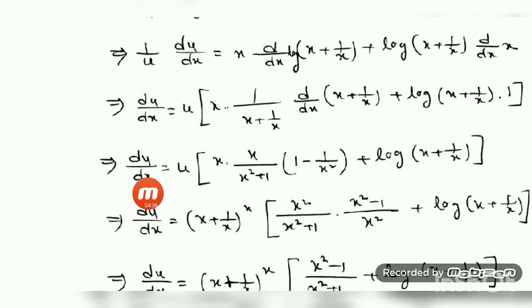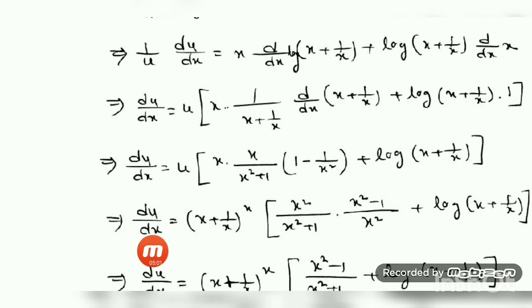After this, du/dx equals u times the simplification. Here x you keep as it is. Here I am taking the logarithm and taking the reciprocal, it is x/(x^2 + 1), and this is a product with x, so x^2 + 1 in the denominator. Take the derivative of this portion: d/dx of x is 1 and d/dx of 1/x is minus 1/x^2. Okay, and here doing the product with 1, it remains as log(x + 1/x).